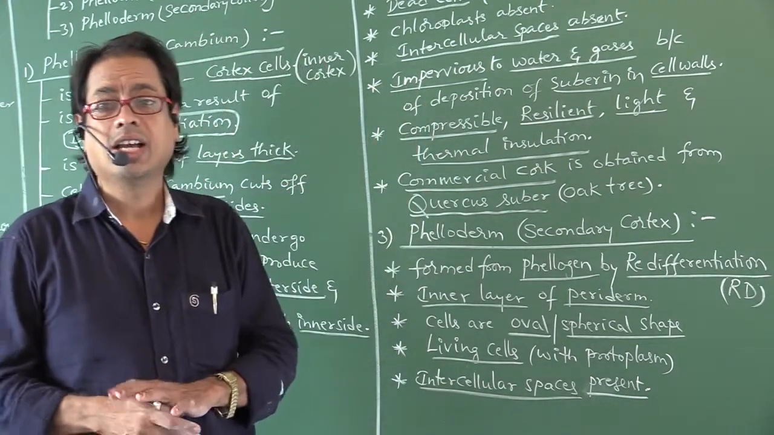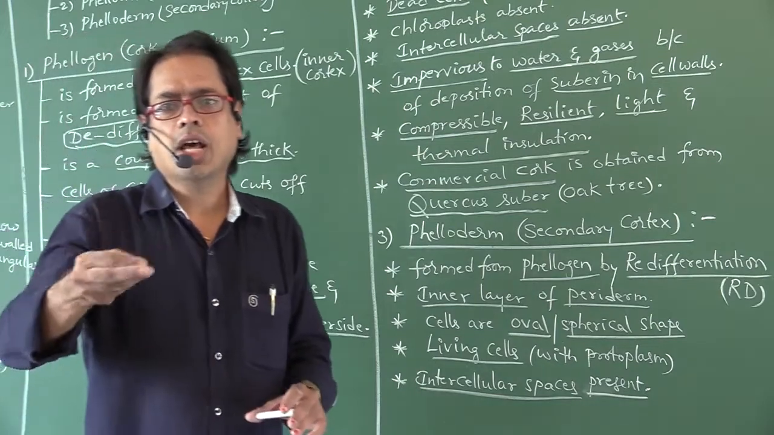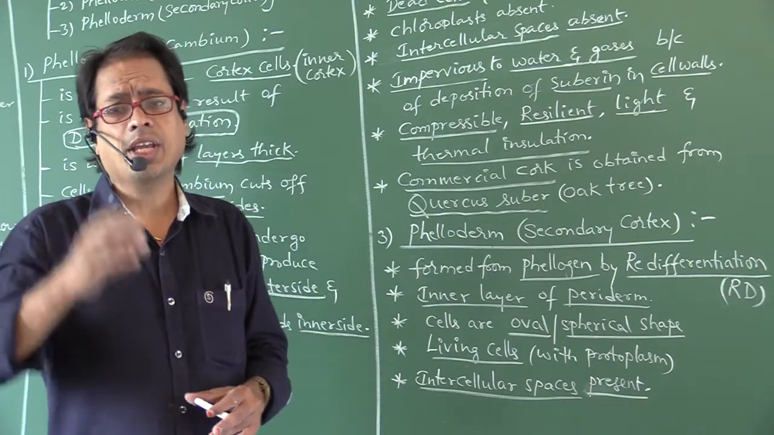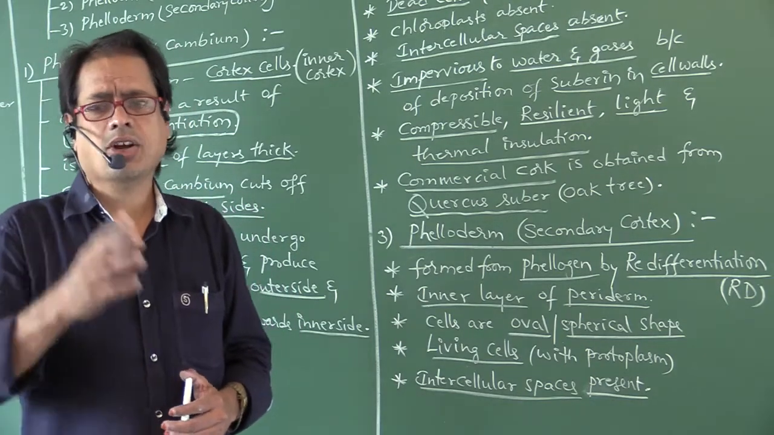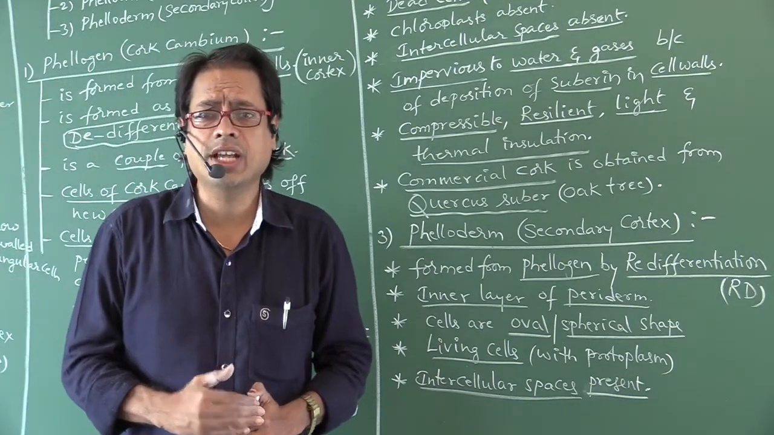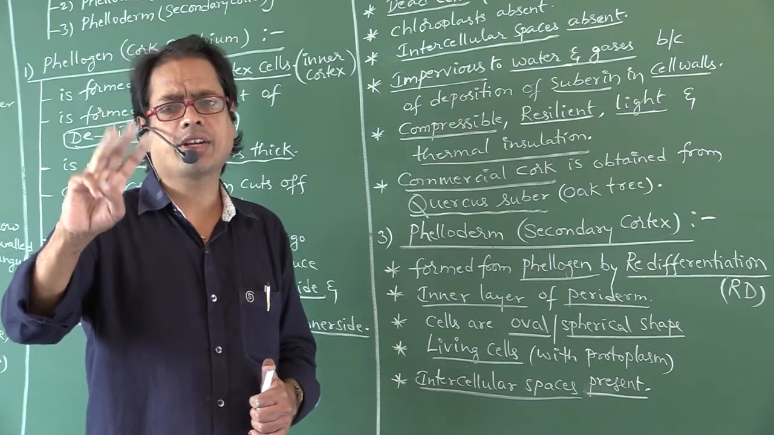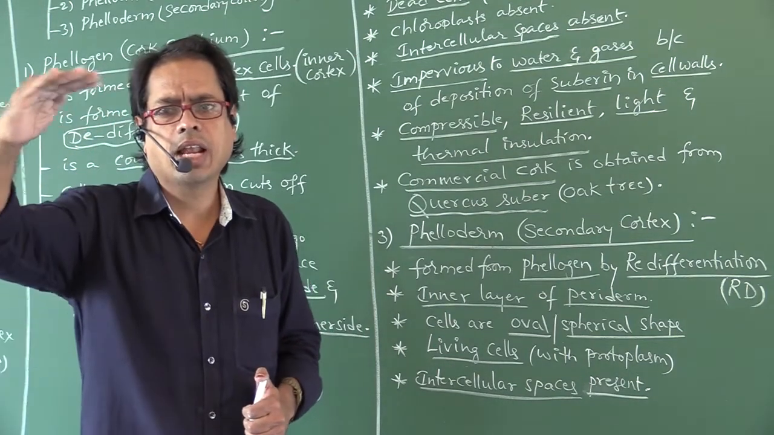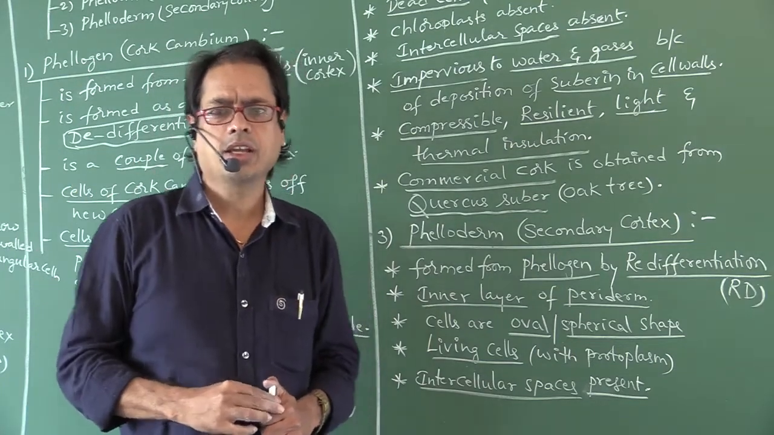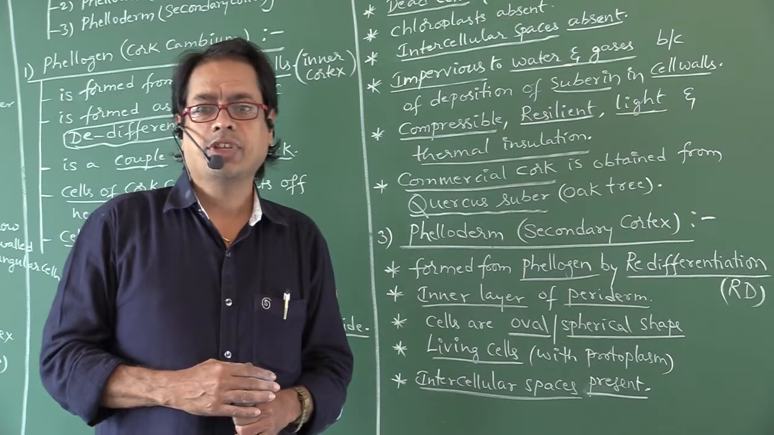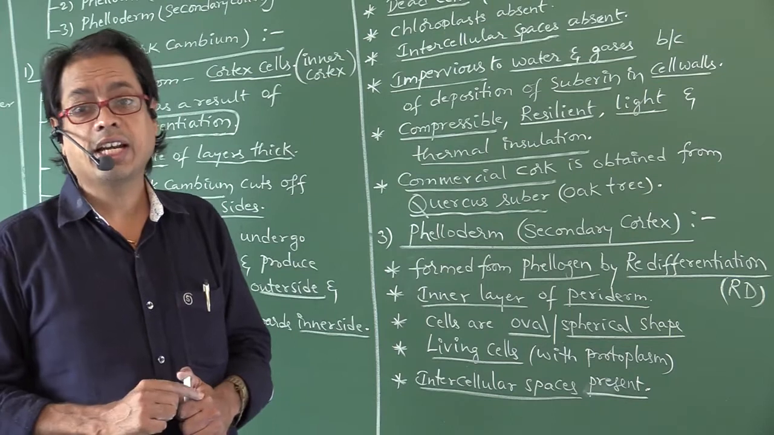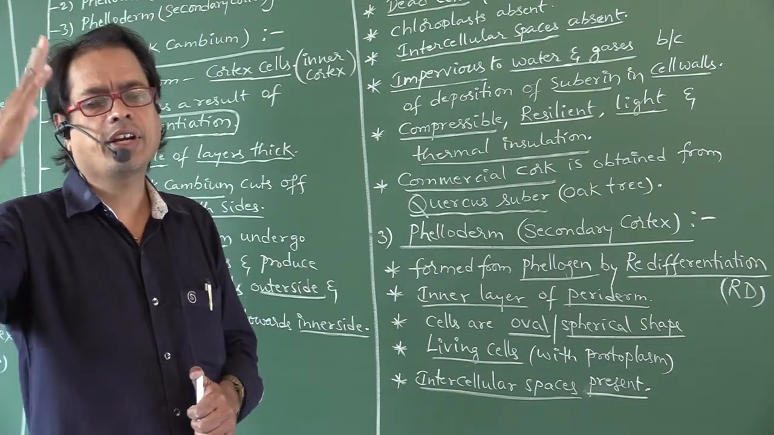So this is all about periderm. The outer layer of periderm is cork. The inner layer of periderm is secondary cortex, also called phelloderm. How many kinds of layers are in periderm? Three kinds of layers. Outer to inner: phellum, phellogen, phelloderm. Of these three layers, which one is dead tissue? Cork tissue is dead tissue. The remaining two layers are living tissues.